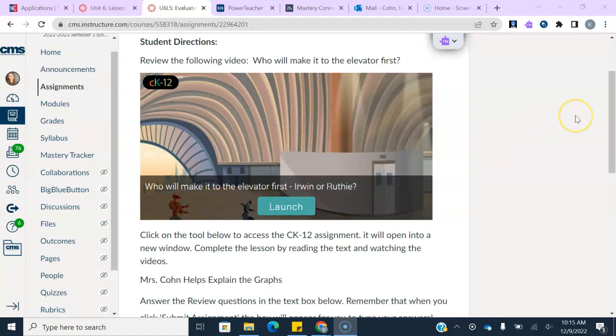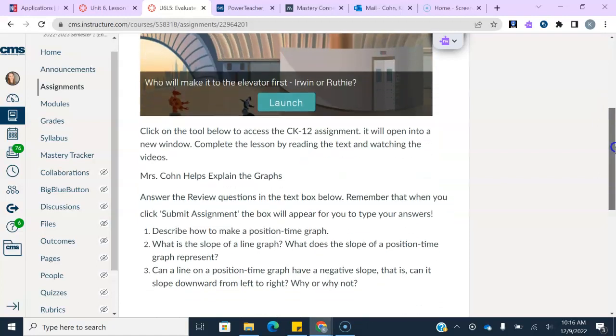Hey guys, welcome back. Today we're taking a look at position versus time graphs, and you're going to do a simulation with some robots, but I wanted to pull it up and do it and kind of explain a few things on the graphs to you because I know motion graphs can be a little bit confusing.